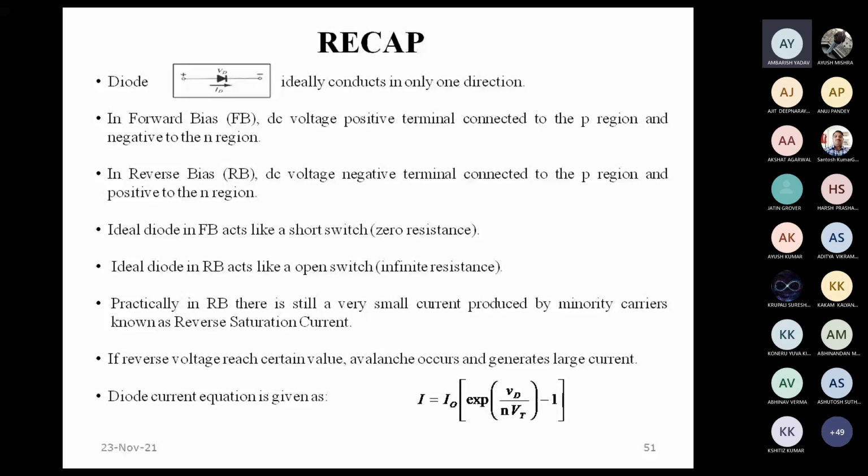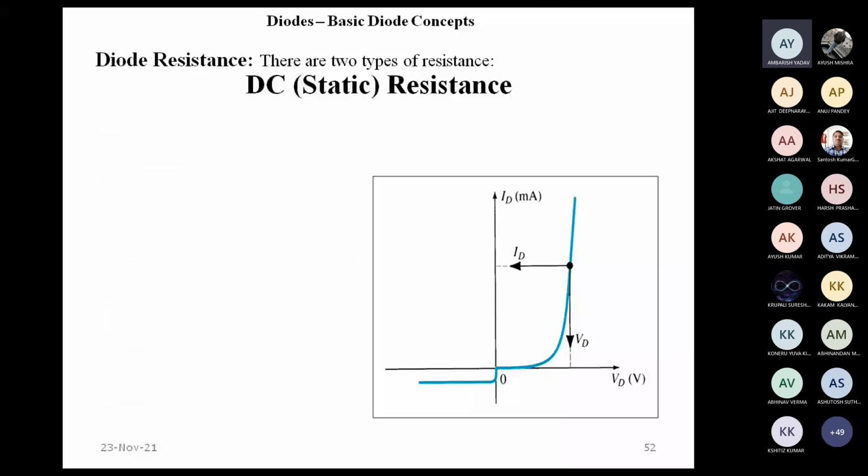Next, we shall discuss some of the parameters of the diodes. So far we have tried to understand the working principle of the diode, and then we looked at the variation of the current through the diode in the forward bias and the reverse bias. And now we try to characterize the diode using some parameters.